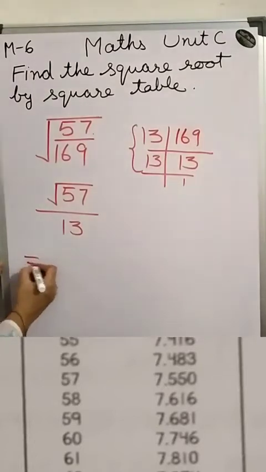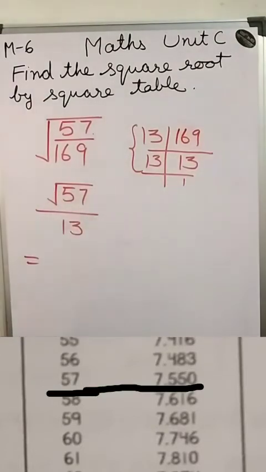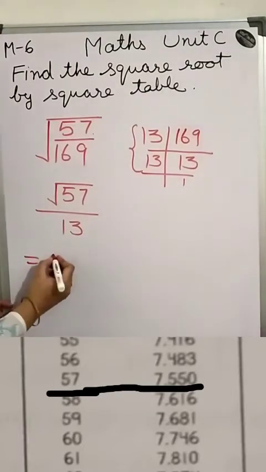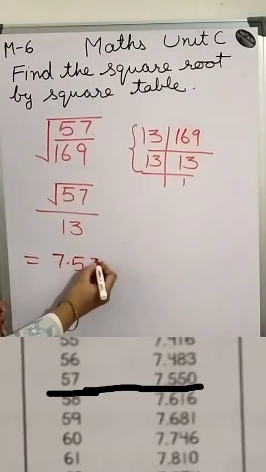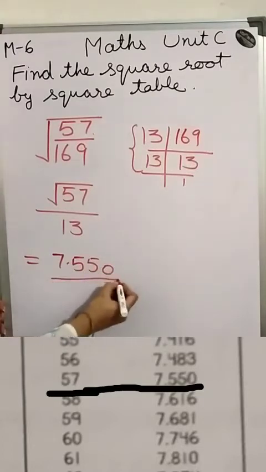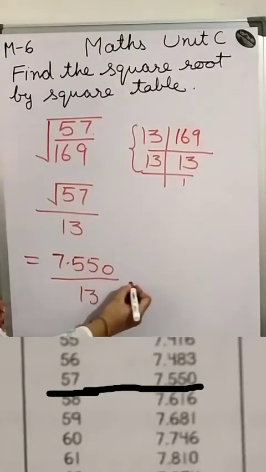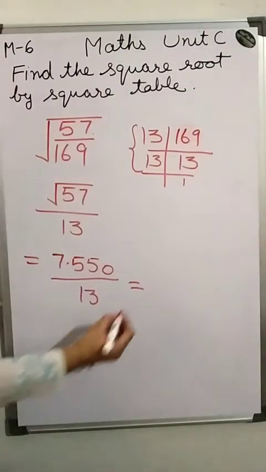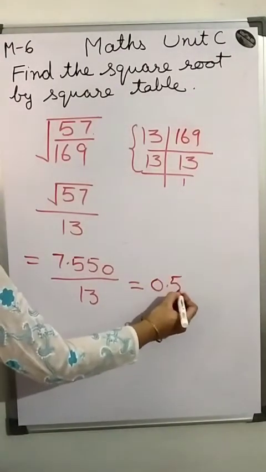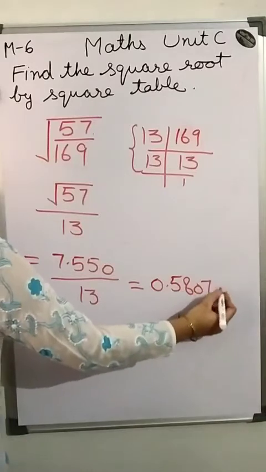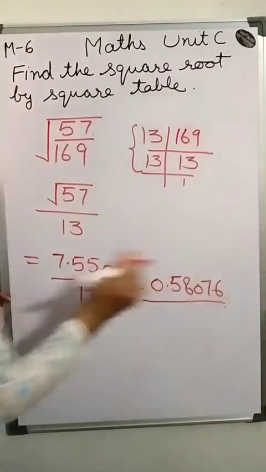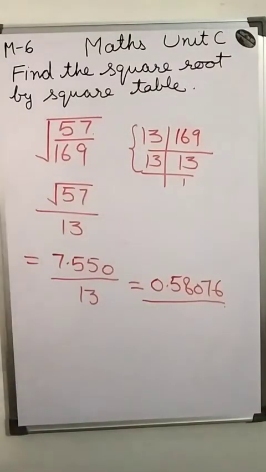So now we calculate the square root of 57. Just see in front of 57 what is written here. It is written 7.550. So you write down 13 just below it and you divide them. So what is the answer after this? 0.58076. This is the square root of this number. Right, everyone?